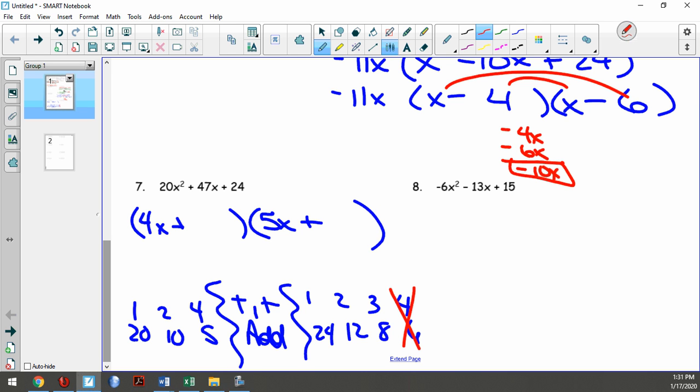The next set of numbers are 3 and 8. So can I put the 8 in with the 4? No, so where do I have to put the 8? I have to put the 8 in with the 5, and I have to put the 3 here. So I'm going to go ahead and check that now. What does inner give me? 15x. What does outer give me? 32x. And what's 15x plus 32x? 47x. Is that what I wanted? Yes, it was. Do we understand that? Okay, turn it over.